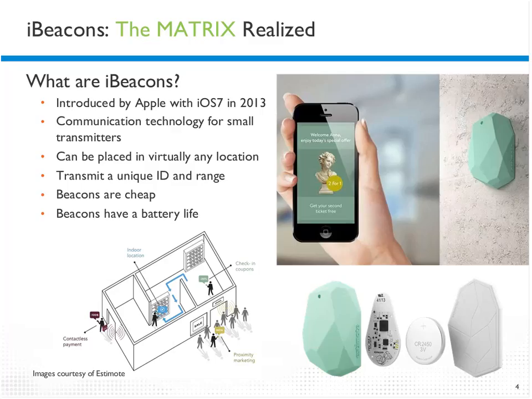The iBeacon communication language was introduced by Apple in iOS 7 in 2013. So it's a relatively new technology, but it's not all that new. We're just beginning to see it incorporated into the mobile hemisphere. It's a communication technology for small transmitters, and as you can see on the image on the right, these transmitters can be very small.